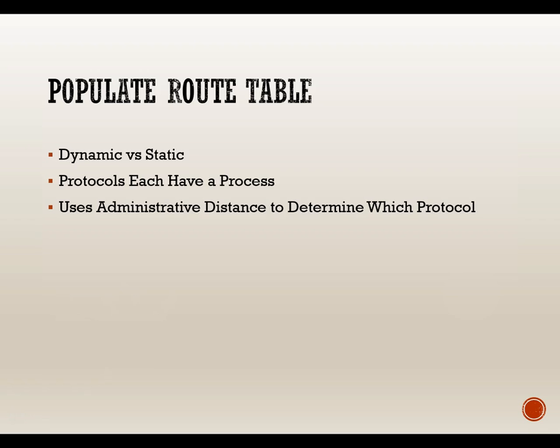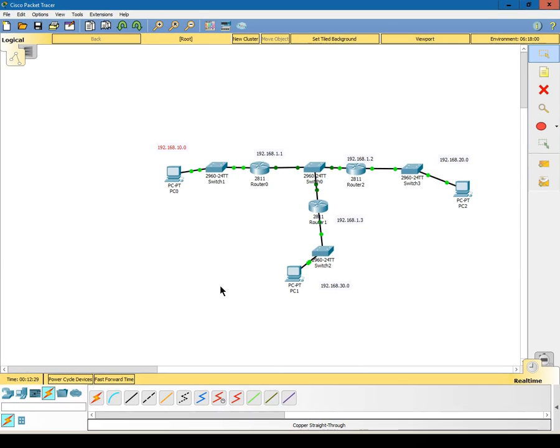So since the statics have an administrative distance of 1, if you'll recall, it's going to override any sort of a dynamic route. So we're going to use the administrative distance to determine which protocol goes into the route table. If we have a RIP and an OSPF advertising the same routes, then the OSPF is going to be the one that shows up in the route table. To demonstrate that, I did a little demo here.